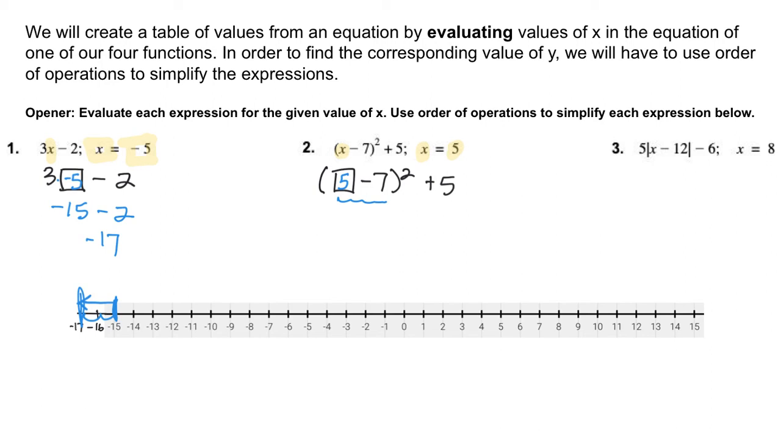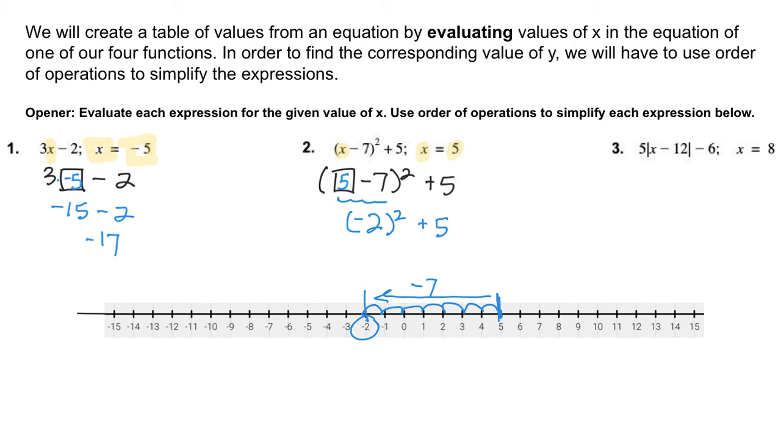And so let's look at our number line. We are here at 5, and we need to subtract 7. So, and subtracting is to the left. So 1, 2, 3, 4, 5, 6, 7. To the left is going this way. That means we're here at -2. That value is being squared, and we're going to have to add that to 5.